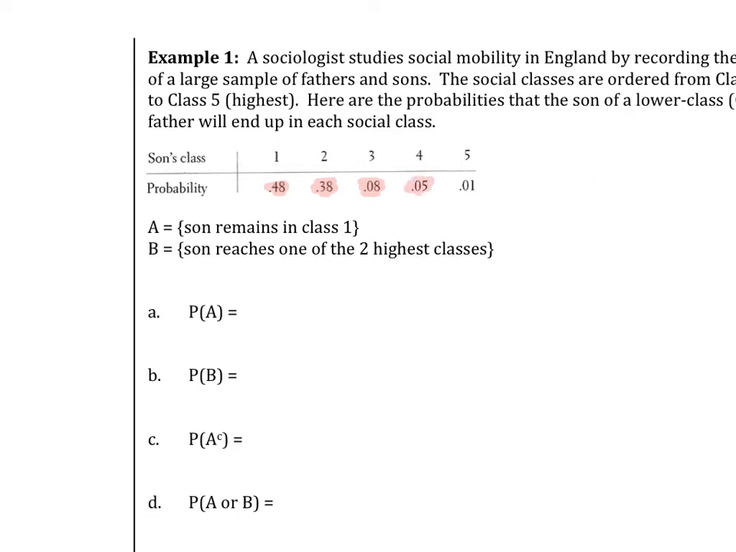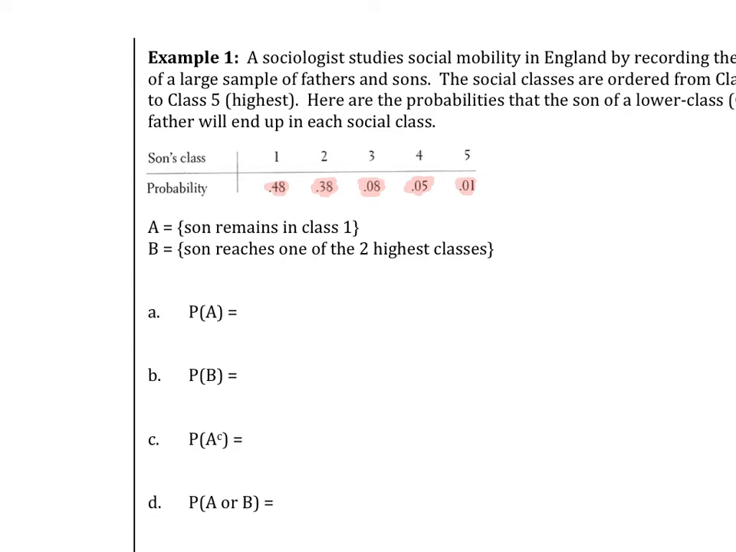There's a 0.05 probability that the son who was born in class 1 ends up making a lot of money and getting to class 4. And lastly, there's a 0.01 probability that a son born in class 1 would reach class 5. Class 5 thinking as in being very, very rich. So if you're born very, very poor and you become very, very rich, it's a 0.01 probability.